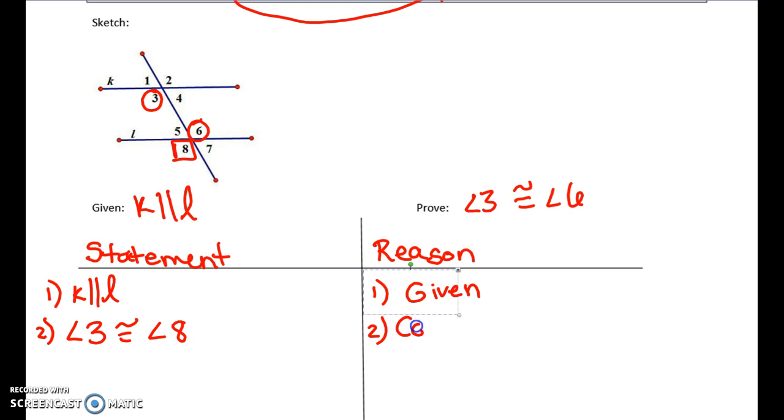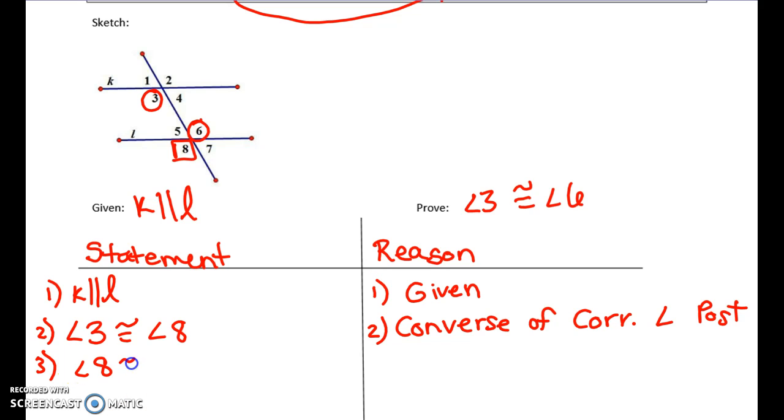So that's the converse of the corresponding angles postulate. Okay, it's the converse because we're starting with our parallel lines and then saying angles are congruent. Well, I can also see that my helper angle and angle 6, angles 8 and 6, they're congruent. Angle 8 is congruent to angle 6 because they're vertical angles. My vertical angle theorem allows me to say that.